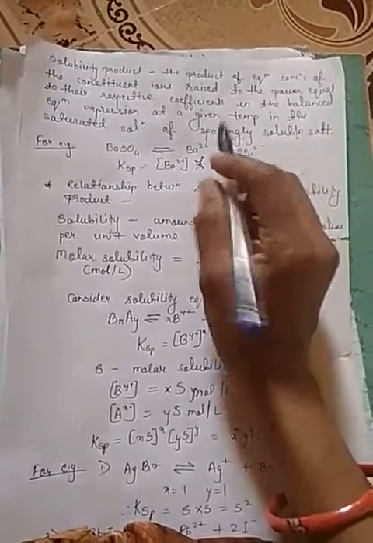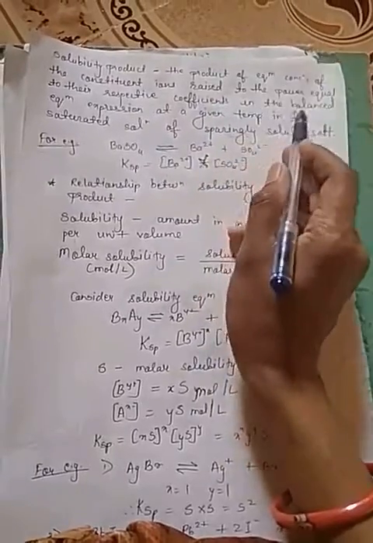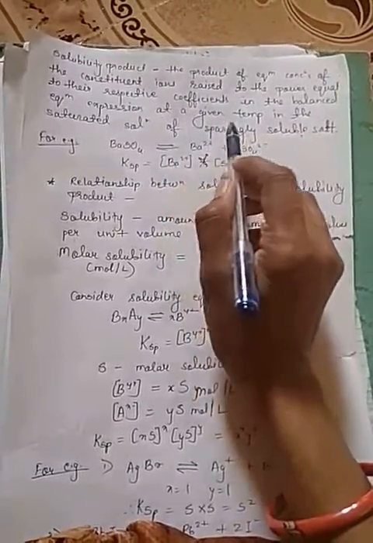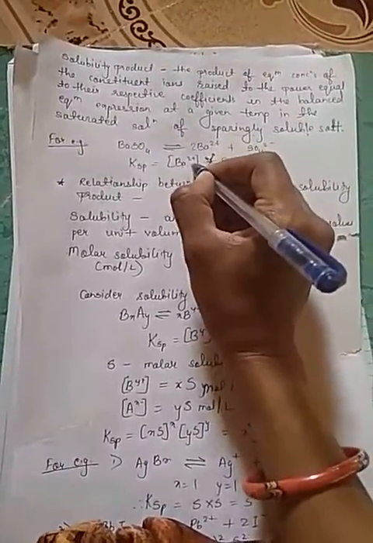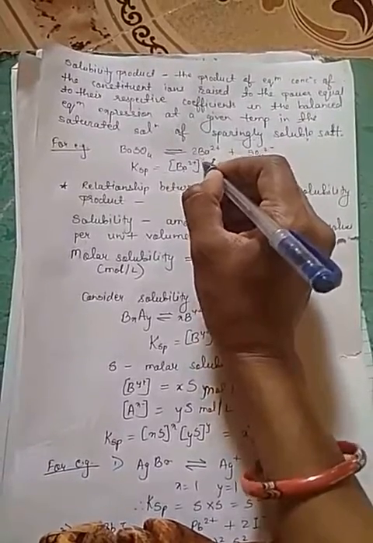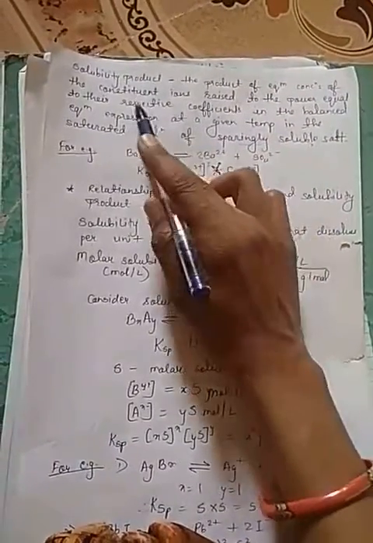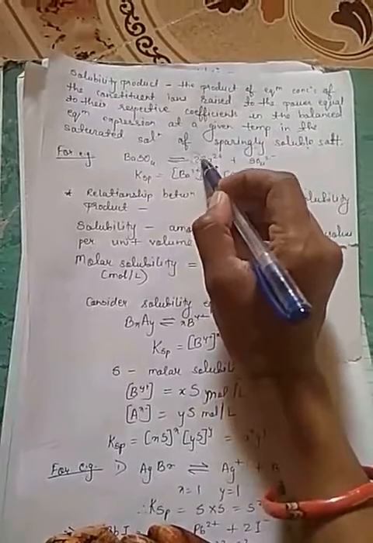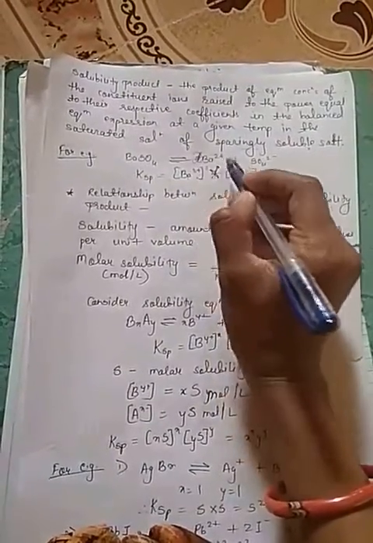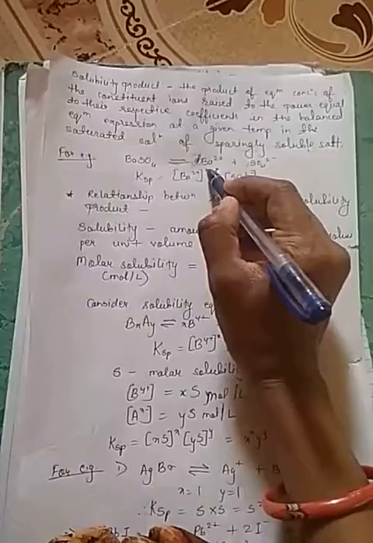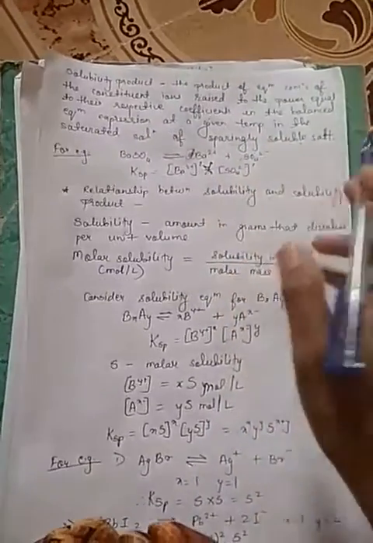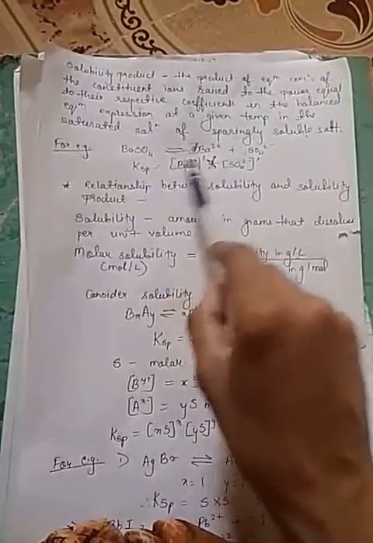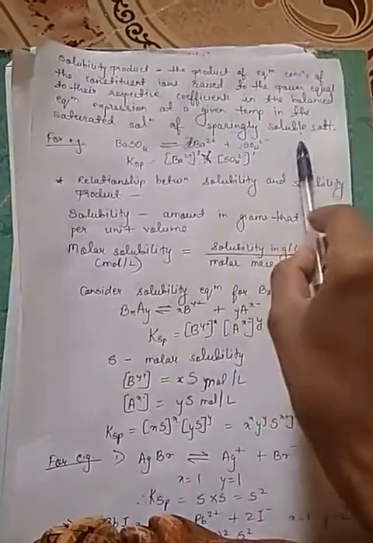These are the respective coefficients in the balanced equilibrium expression at a given temperature in a saturated solution. For example, if it had been 2Ba2+, then Ba2+ would be raised to 2, because the respective coefficient would be 2. But here it is only 1, so we have not written it raised to 1, because when it is 1 we don't have to mention it. This is how the solubility product is given for a sparingly soluble salt.